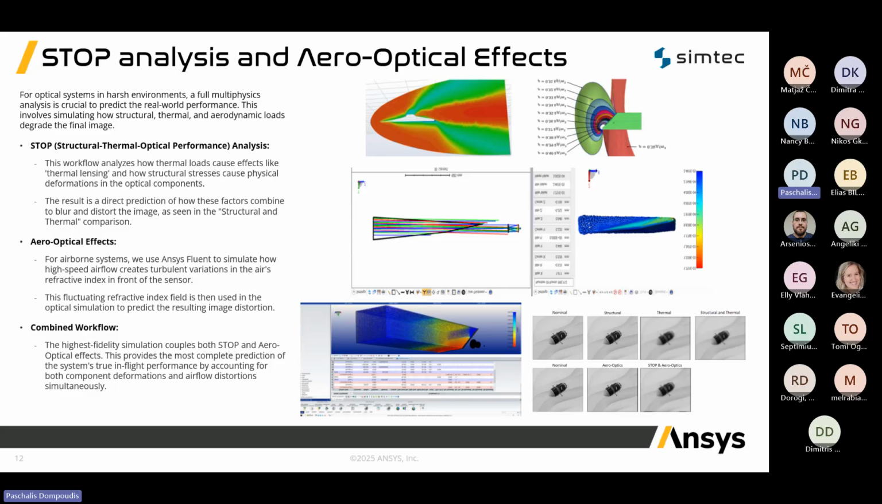Another key enhancement is running a multiphysics analysis on the optical components, which is often called the STOP analysis. This stands for structural, thermal, and optical performance. It predicts how physical forces and temperature changes deform the lenses of the optical component, which finally degrades the image quality. And you can see some comparison images at the bottom right.